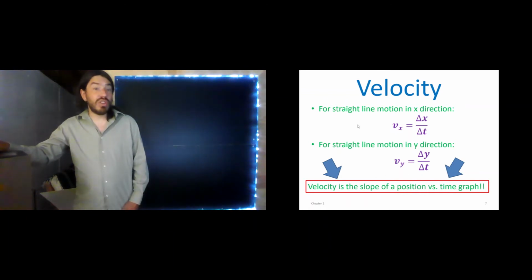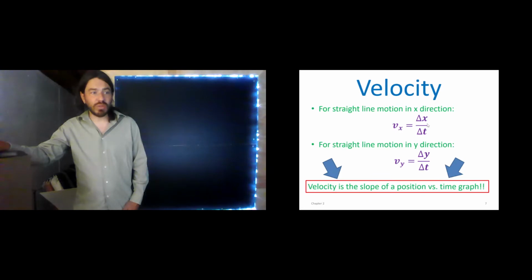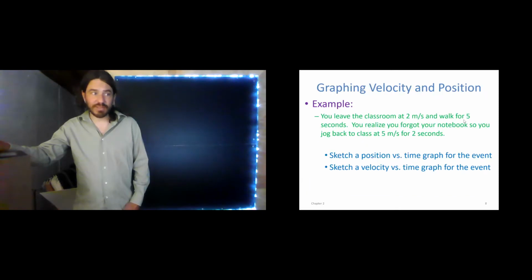Recall that the slope is rise over run. Looking back at this graph, our rise would be how far did the student go, and our run would be how long did it take for the student to get there. So our rise over run should be a change in position over a change in time. We call this velocity. So if we're in the x direction, it's delta x over delta t. If we're in the y direction, it's delta y over delta t. But either way, velocity is the slope of a position versus time graph.